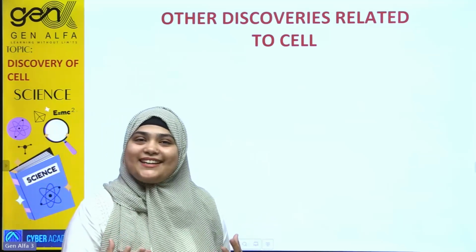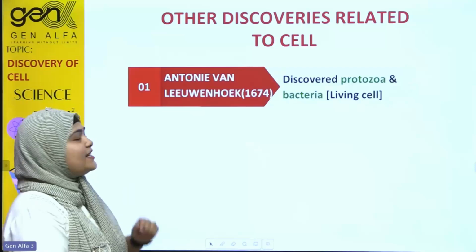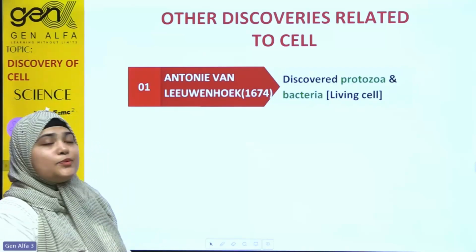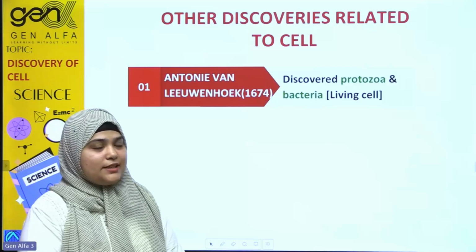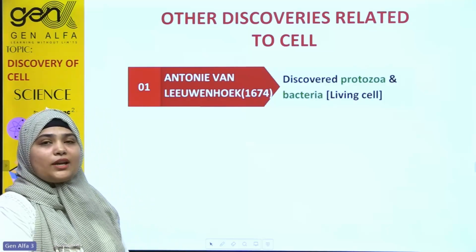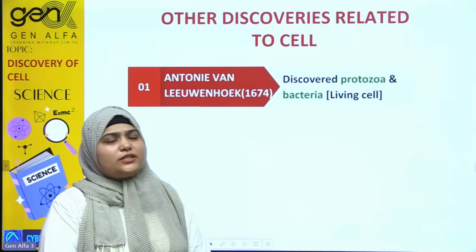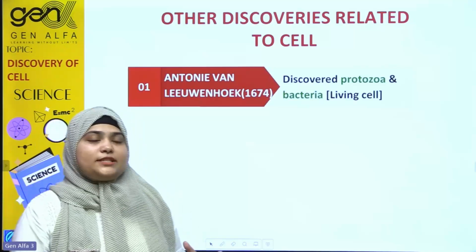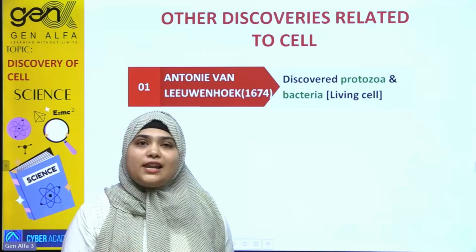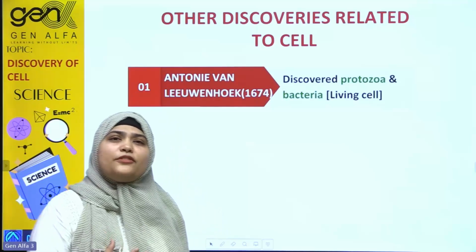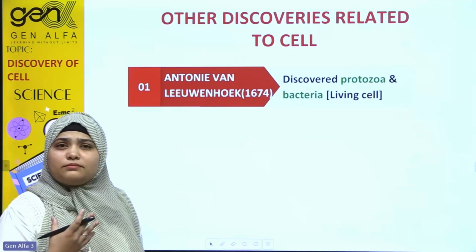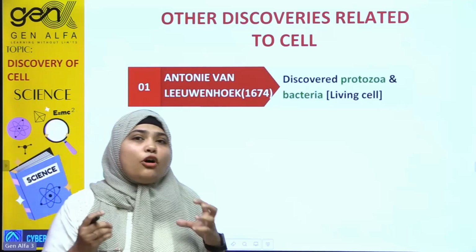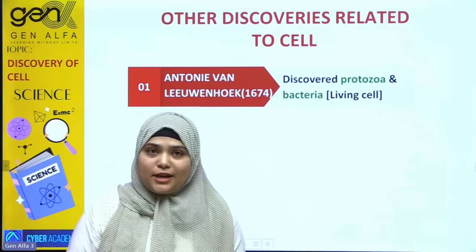secrets of the cell. Let's start with the very first scientist, Antony von Leeuwenhoek. He was the scientist who discovered protozoa and bacteria. He was a Dutch scientist. He wasn't rich and not famous. Actually, he was a cloth merchant. He made a powerful lens and observed different types of microorganisms. Actually, he placed drops of pond water under the microscope.